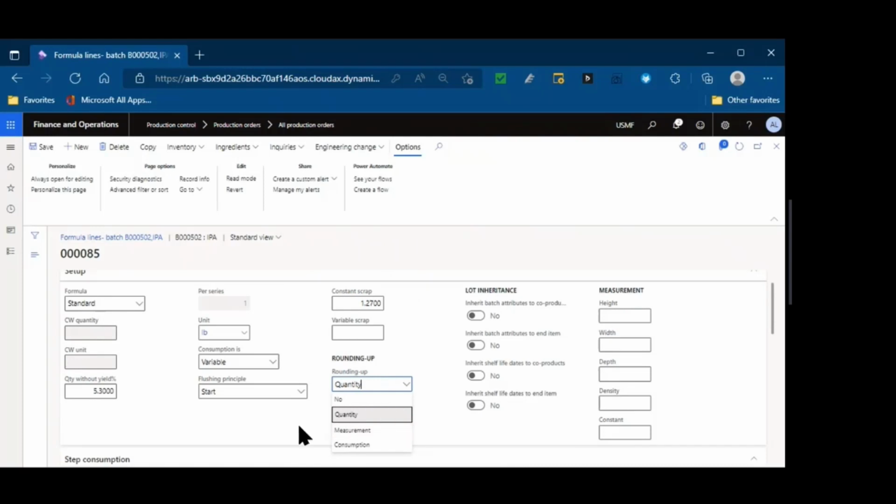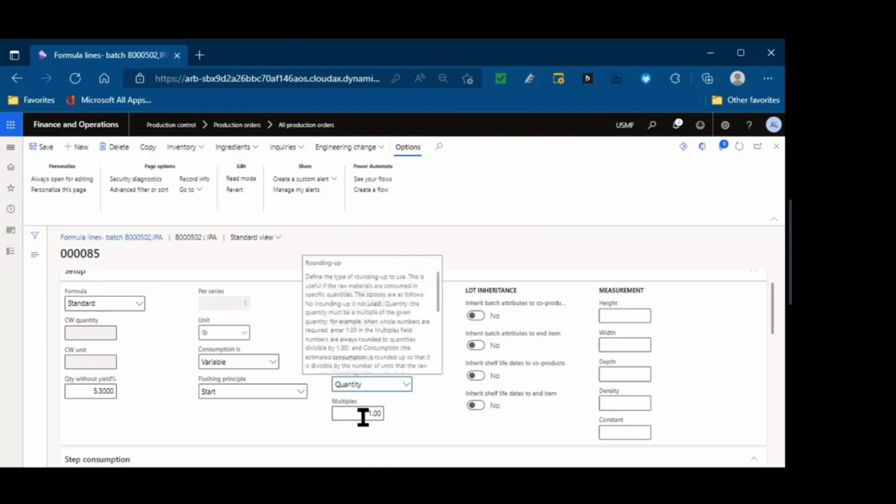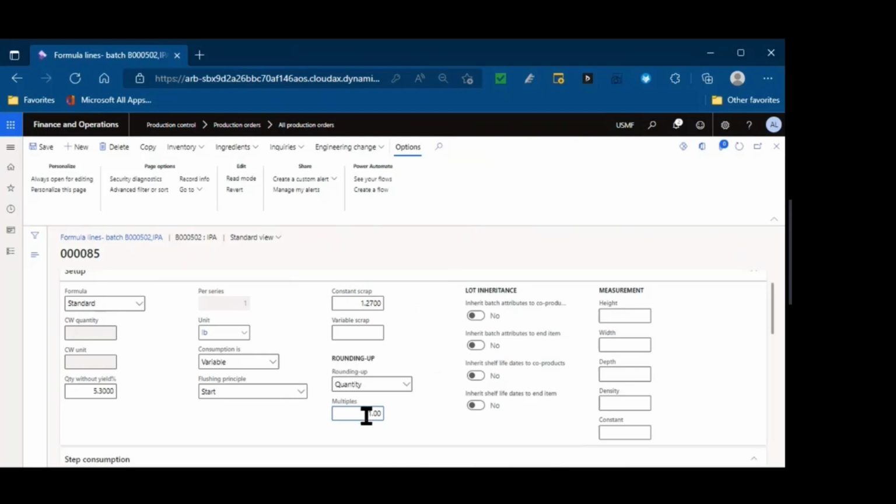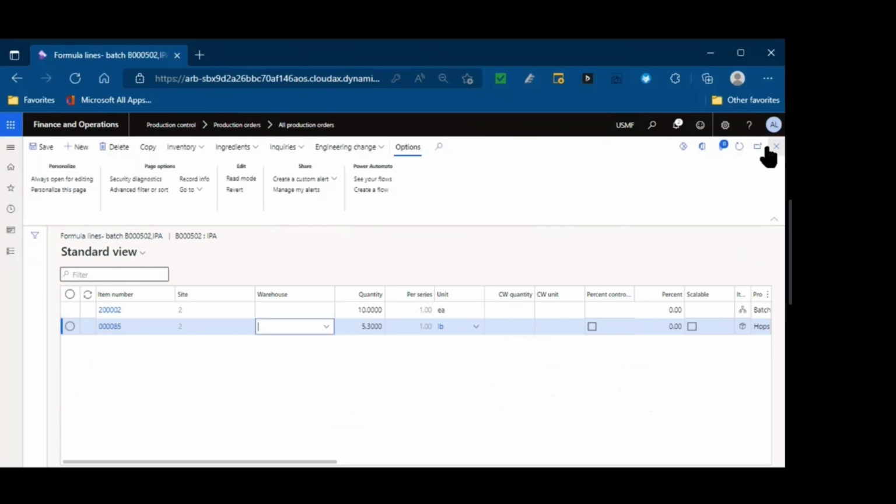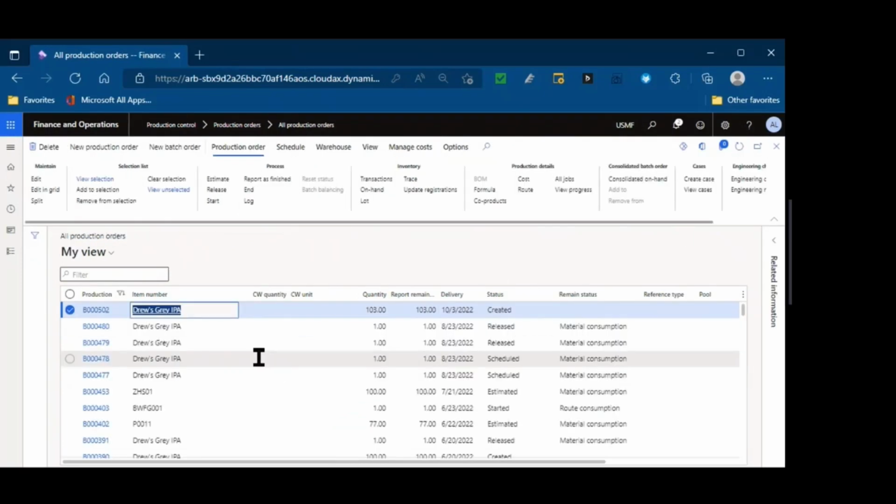We have measurement-based rounding up, which comes into play when we're using the physical dimensions to determine consumption. And then we also have the consumption-based method, which is going to round both our scrap and our actual quantity. When we choose rounding up of quantity, you have to have a multiple. So I'm going to leave this here as 1. This means I'm always going to round our quantity. So we have 5.3 pounds, we have 1.27 pounds as our scrap.